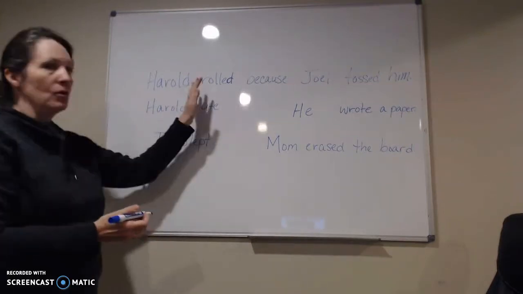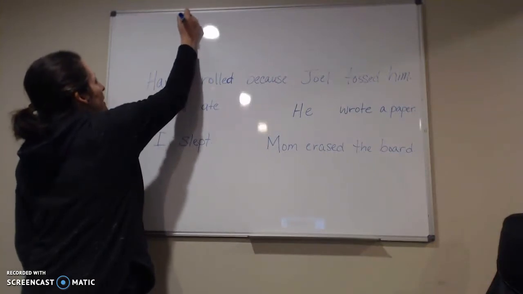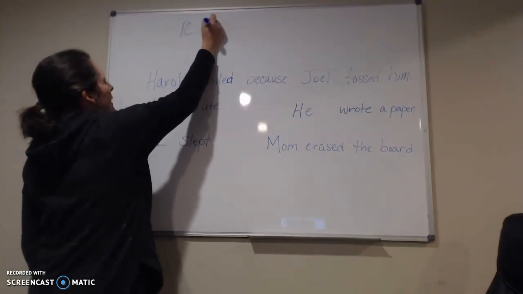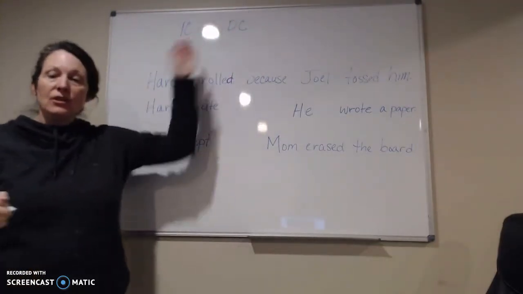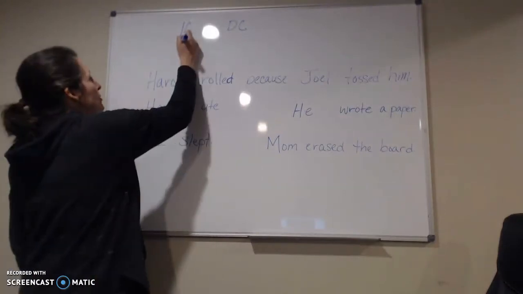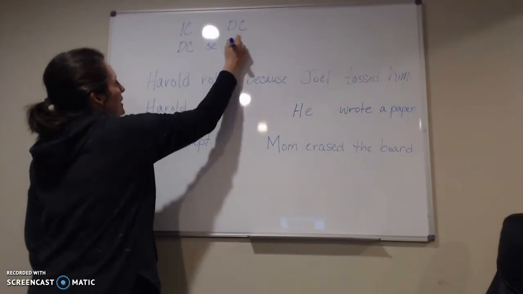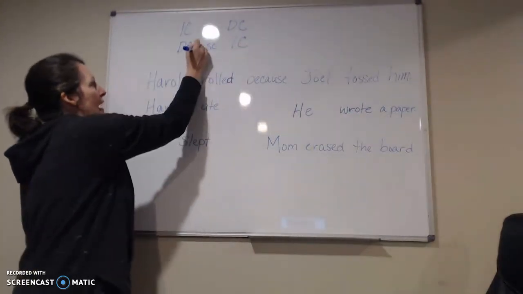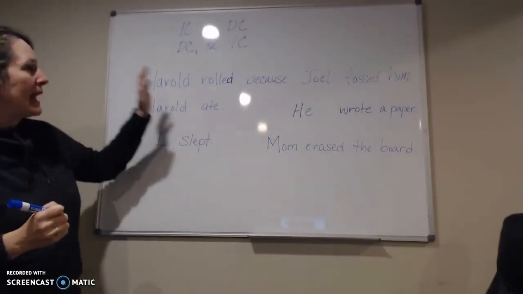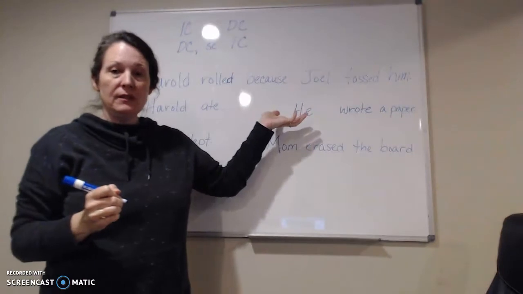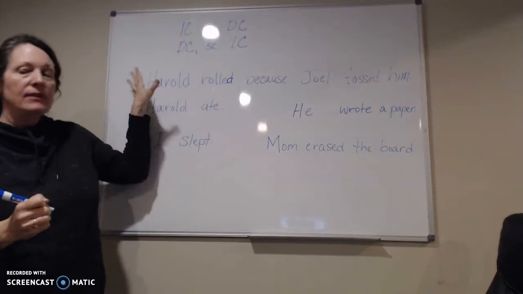Now look, here's the rule for commas. If I have an independent clause, then a subordinating conjunction, and a dependent clause, I do not use a comma. But if I were to start this with a subordinating conjunction, then a dependent clause, and then an independent clause, I would put a comma after the dependent clause. So if I said, because Joel tossed him, comma, Harold rolled, then I would need a comma.